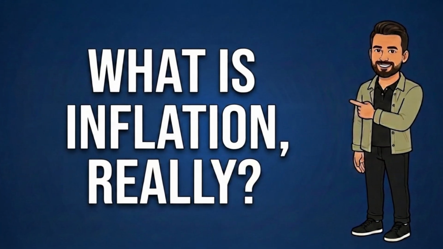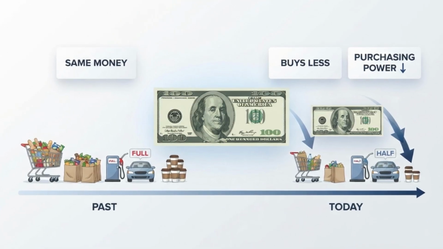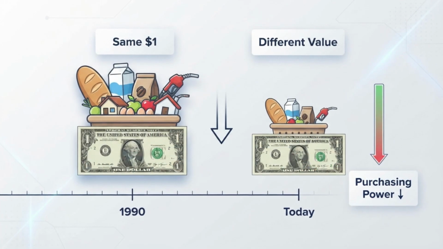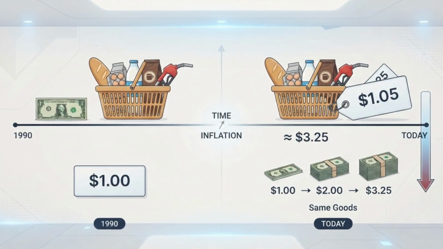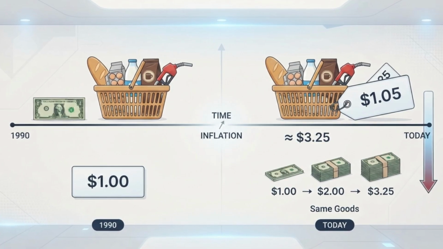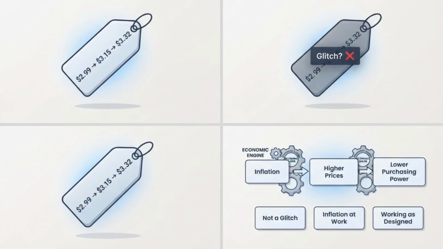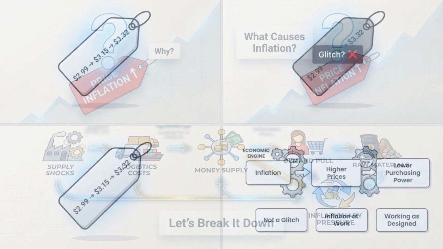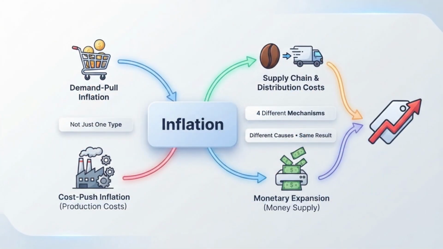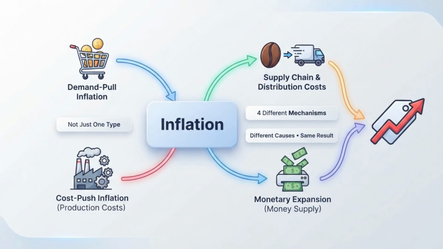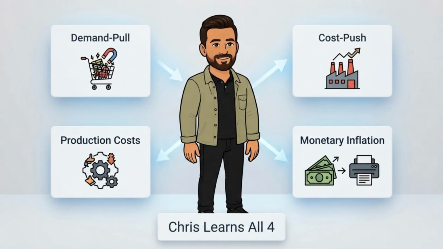What is inflation, really? At its core, inflation is simple. Your money buys less than it used to. A dollar today is not worth what a dollar was worth in 1990. In fact, what cost $1 in 1990 costs roughly $3.25 today. That's not a glitch. That's inflation doing exactly what it does. But why does it happen? That's where it gets interesting. There isn't one type of inflation. There are several, and each one operates through a completely different mechanism. Chris is about to learn all of them.